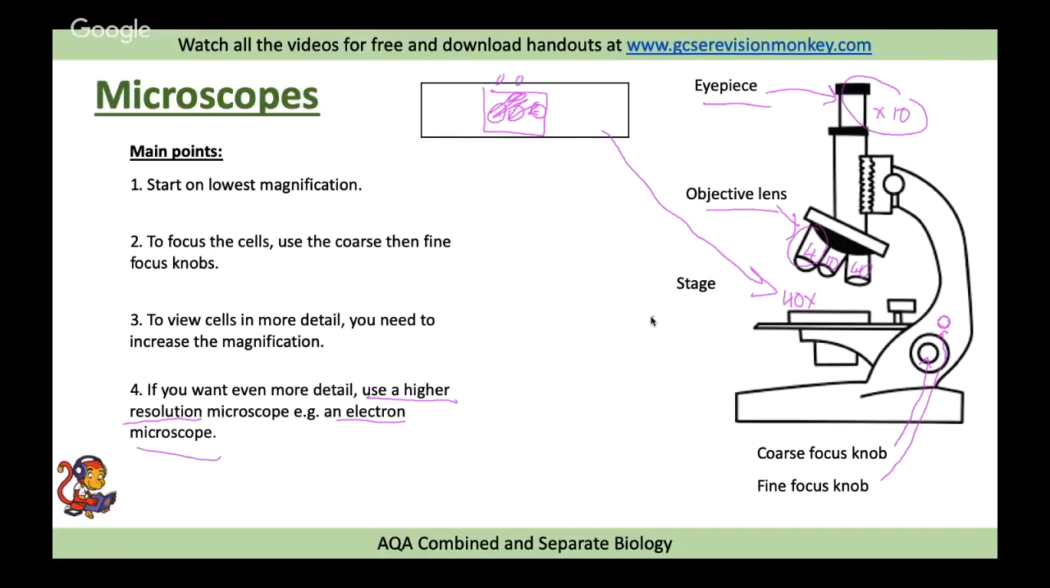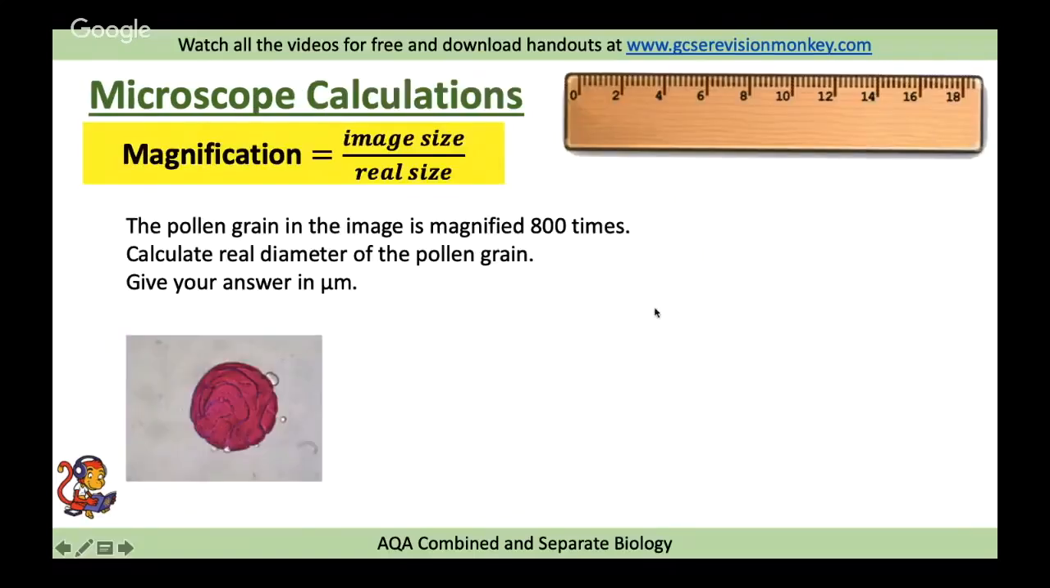Moving on to the next section of this microscope topic, there is this equation which you're going to need to remember for your exam. Magnification equals image size over real size. Now, they could ask you to work out the magnification, or they could ask you to work out the real size. The image size is what you actually measure.